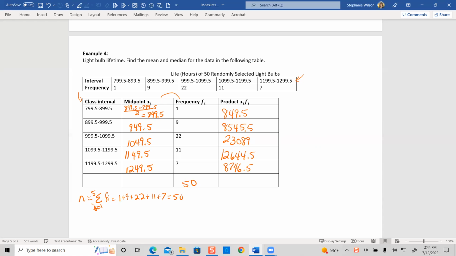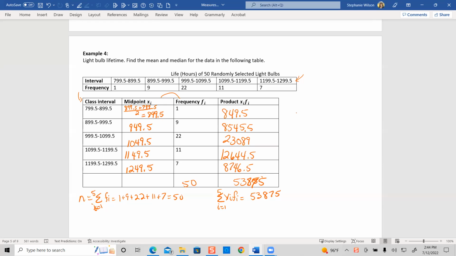That's my total there. And then for this other one, we're going to find the summation where the lower bound is 1 and it goes up to 5, of the midpoint times the frequency. So we're going to add all these up and we get 53875. Okay, now that we have that, we can find our mean.